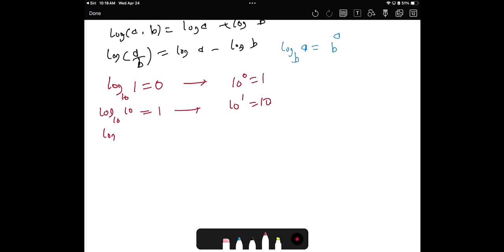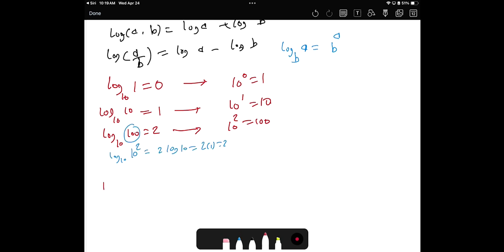Then log base 10 of 100 equals, as a result, 2, because 10 power 2 is 100. Or in other words, how you can find it, you can say 100 is 10 power 2, then it will be 2 log of 10, which will make it 2 times 1, which is 2. Okay?